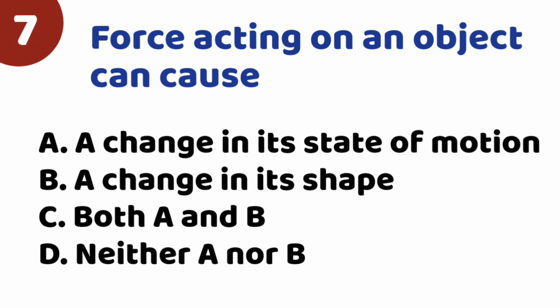Seventh quiz. Force acting on an object can cause option A, change in its state of motion. Option B, a change in its shape. Option C, both A and B. Option D, neither A nor B. The correct answer is option C, both A and B.